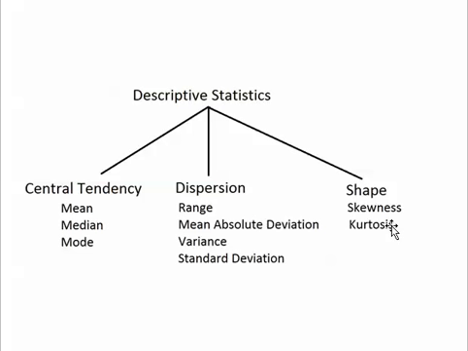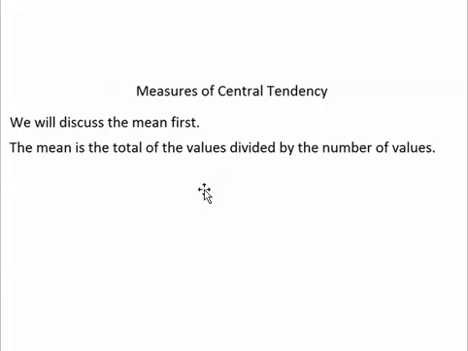So this slideshow is going to focus on measures of central tendency only. It'll focus on the mean, median, and mode. Let's talk about the mean first. The mean is just the average of the data. It's the total of the values divided by the number of values. Let's go over an example of calculating the mean.